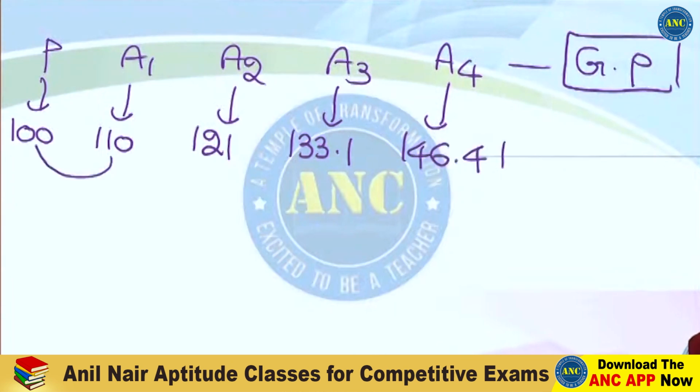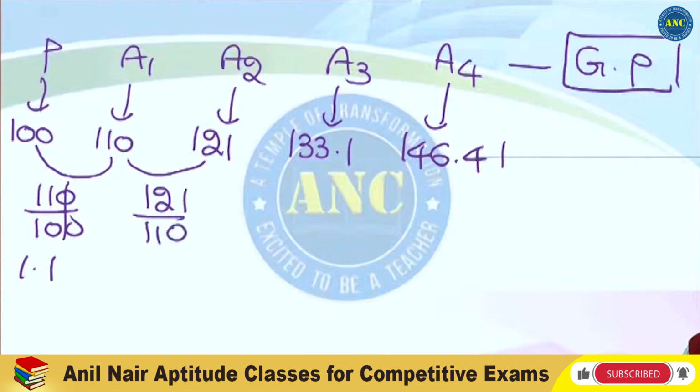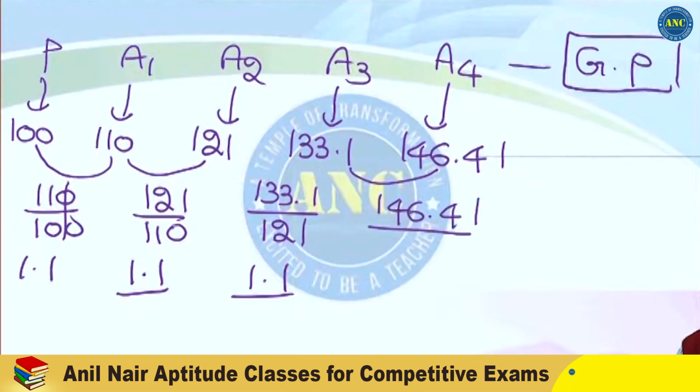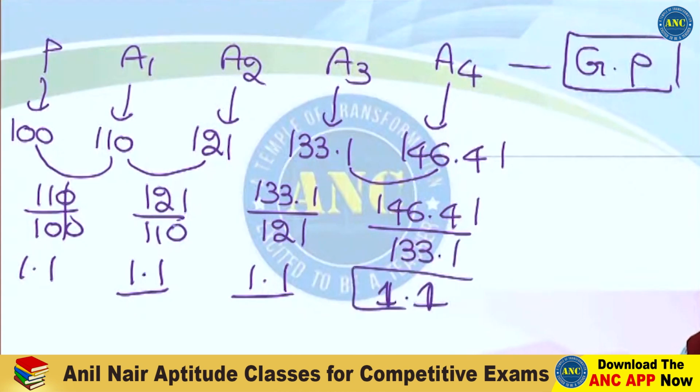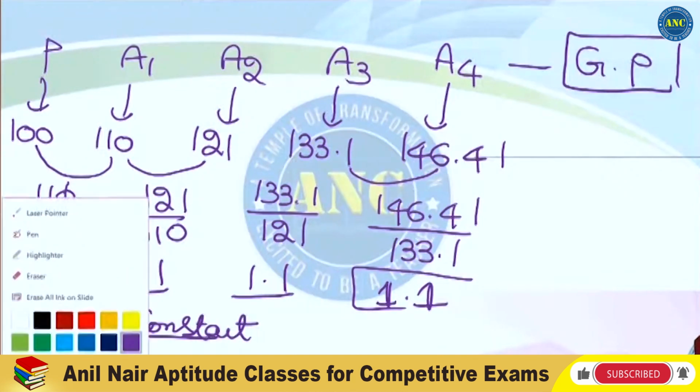146.41. 110 by 100 is 1.1. Are you with me? 121 by 110 is again 1.1. 133.1 divided by 121 is again 1.1. Ratio is constant. 146.41 divided by 133.1 is 1.1. The ratio between successive amounts is constant.